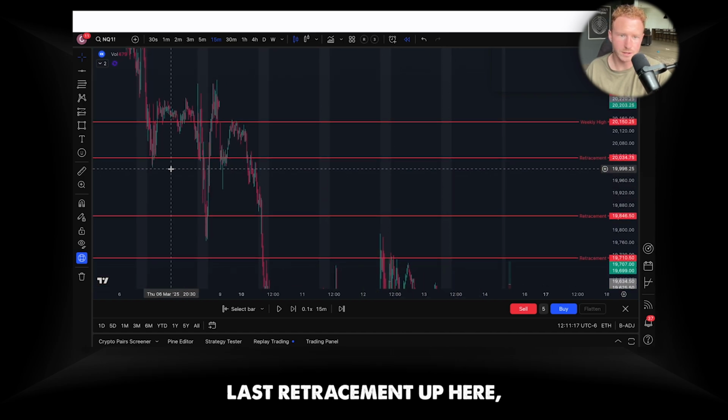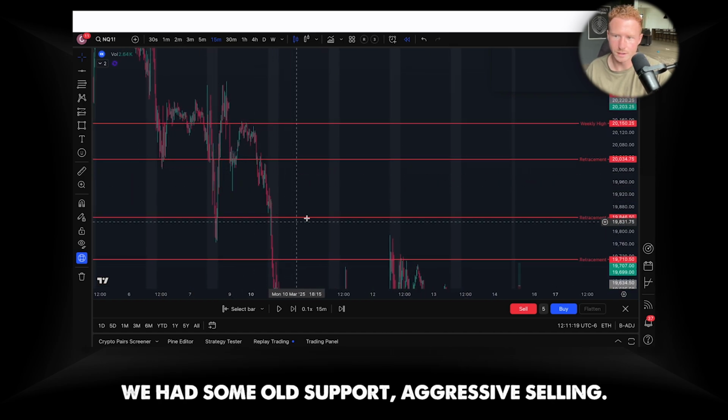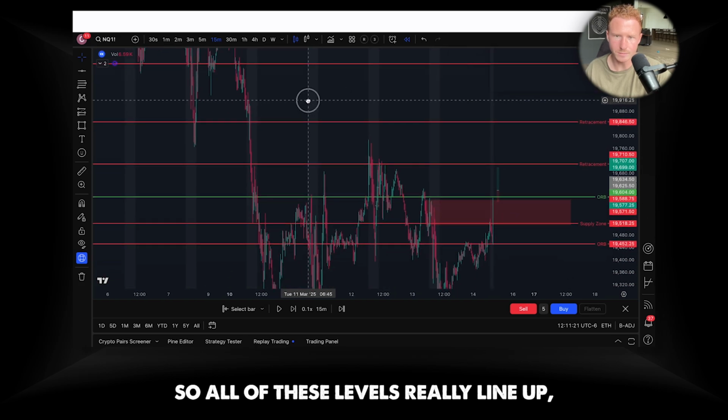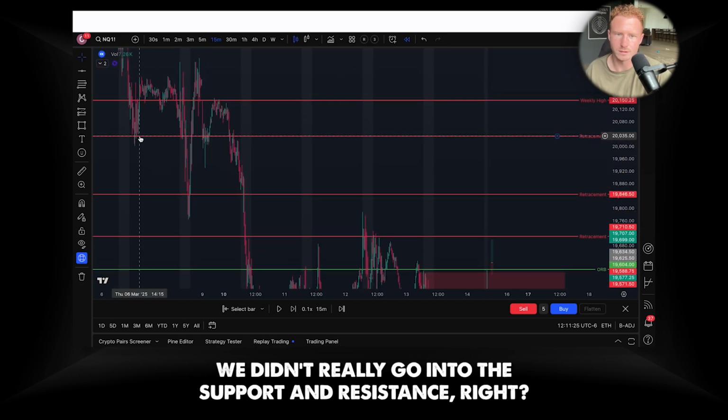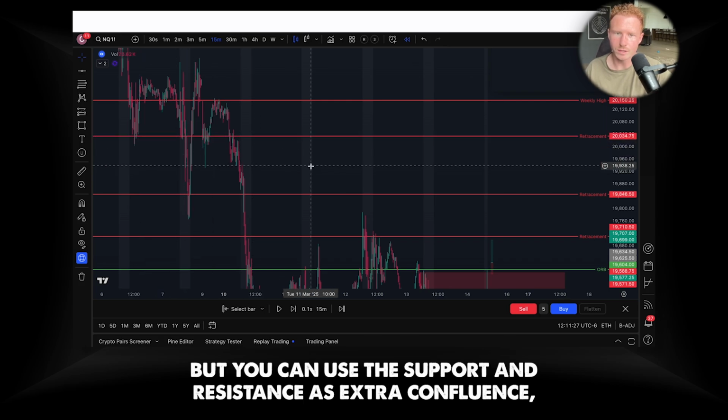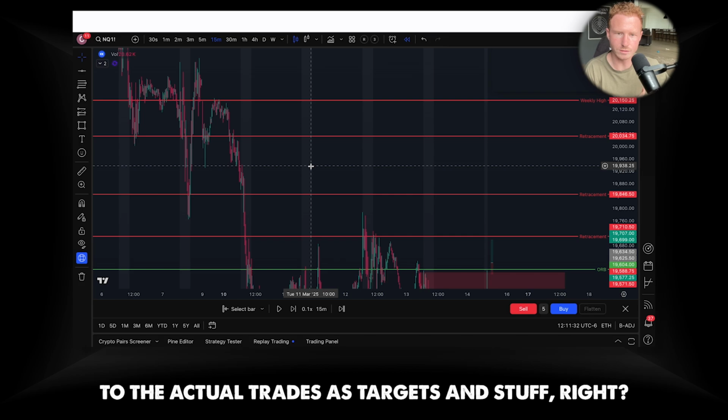Last retracement up here, we had some old support, aggressive selling. So all these levels really line up. Remember, these retracement levels were just drawn from the fib. We didn't really go into the support and resistance, right? But you can use the support and resistance as extra confluence to the actual trades as targets and stuff, right?